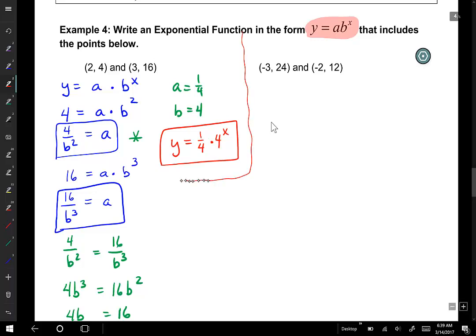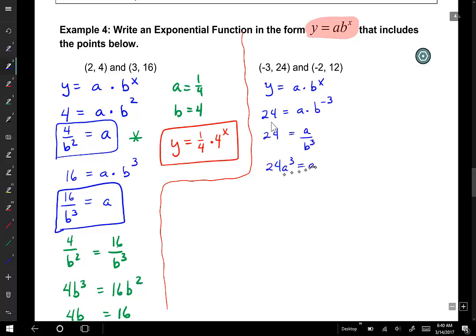Let's take a look at our second one here. Our first equation with y equals a times b to the x is going to be the exact same situation. Now we have 24 equals a times b to the negative 3. Remember that a times b to the negative 3 is really a over b cubed, so 24b cubed equals a. There's our first equation. Let's make our second equation.